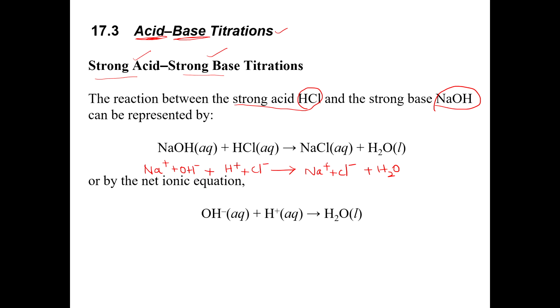When you cancel out your spectator ions, Na+ on both sides and Cl- on both sides, whatever is left after you cancel the spectator ions is going to be your net ionic equation. So that's how you get OH- plus H+ equals water. That's your net ionic equation when you react an acid with a base.